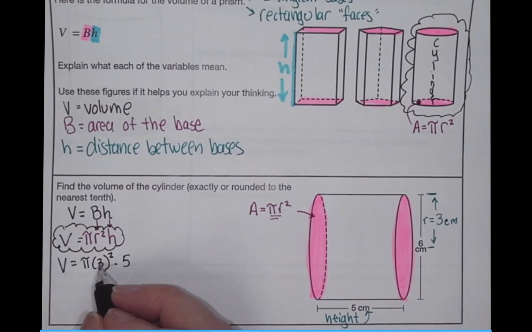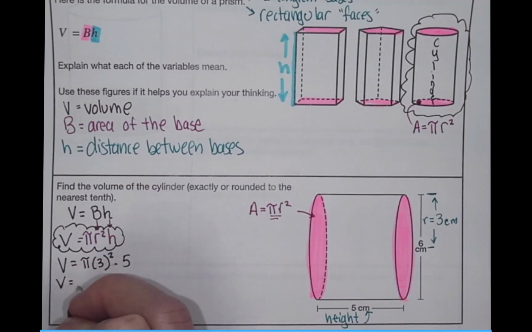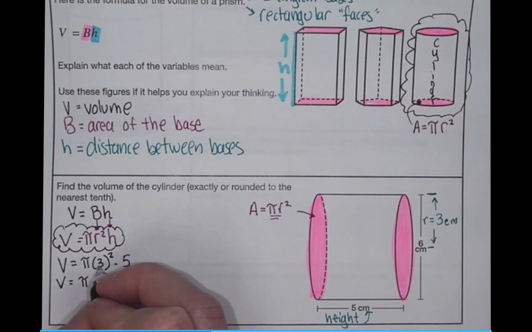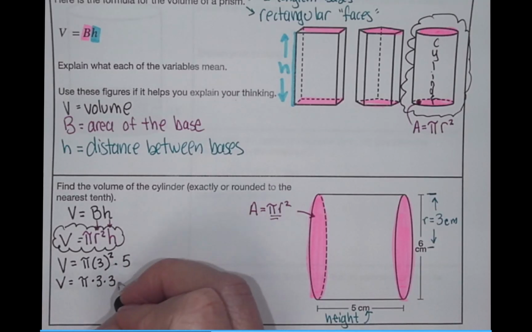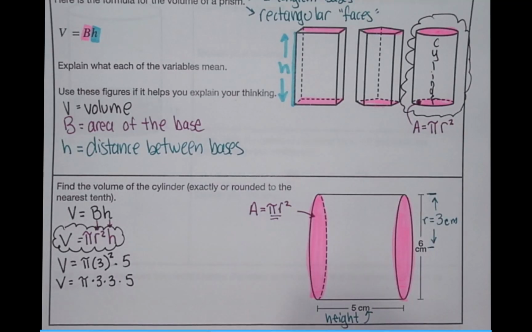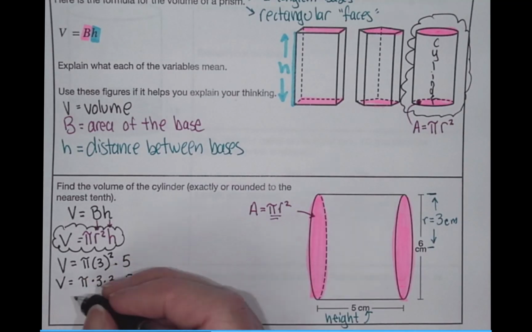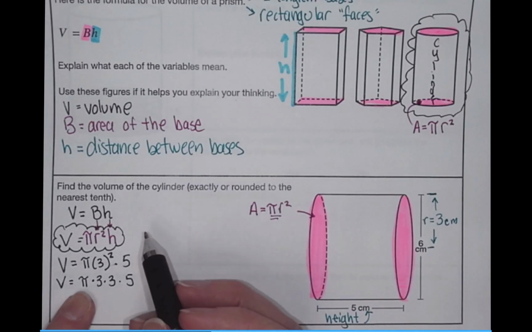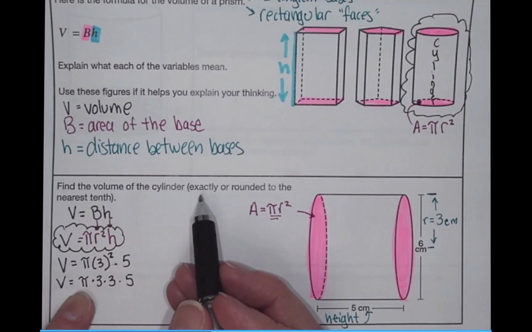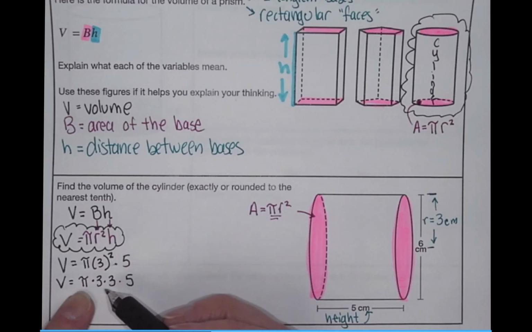Let me remind you quickly what 3 squared means. When we square a number, we multiply it by itself. So this is pi, and this is really 3 times 3. 3 squared is 3 times 3. And then I still have this times 5. When we multiply a bunch of stuff together, it doesn't matter what order we multiply it in. But this might be a good time to talk about the difference between finding the volume of a cylinder exactly and finding the volume of a cylinder rounded. Let's start by finding it exactly.